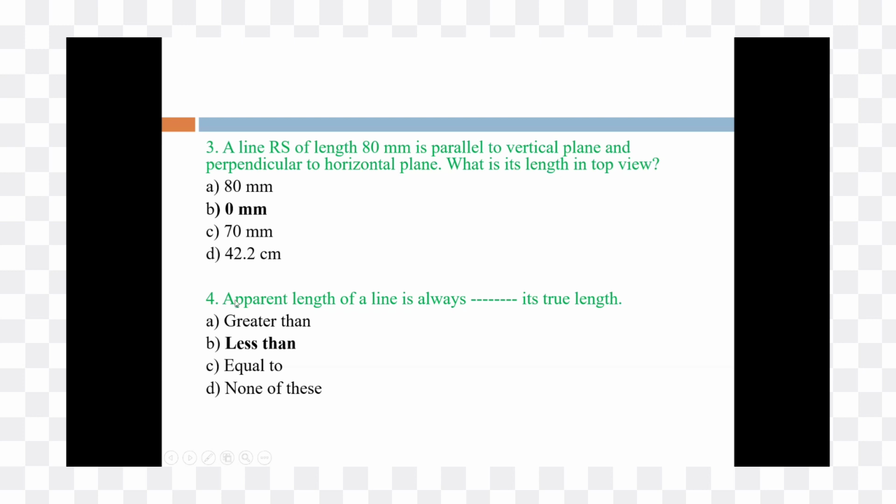Now next, fourth one: apparent length of a line is always dash dash its true length. We know this, as we have solved a number of problems on this. What is the apparent length? Whatever these apparent lengths are, in case of the problems, definitely they will be less than the true length. So that's why here answer B will be correct.